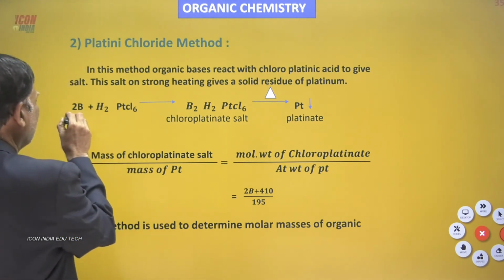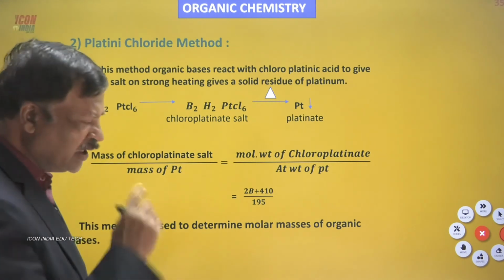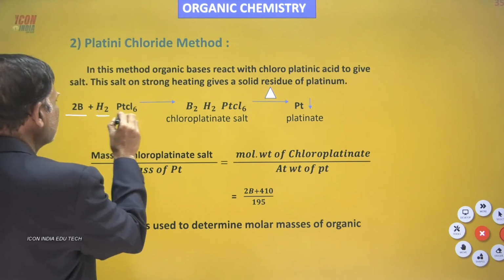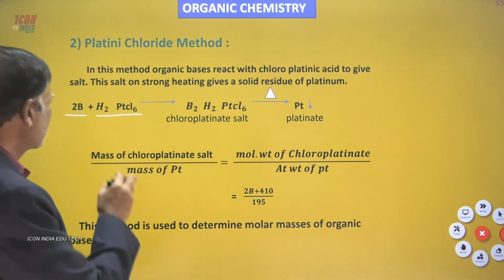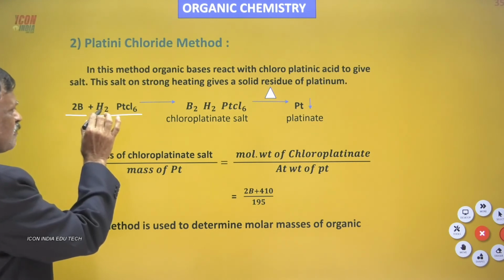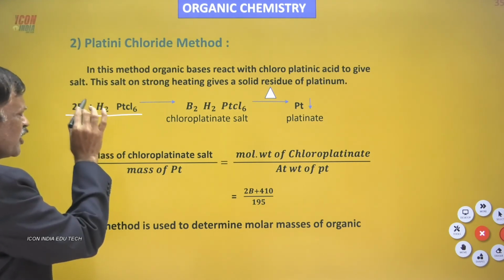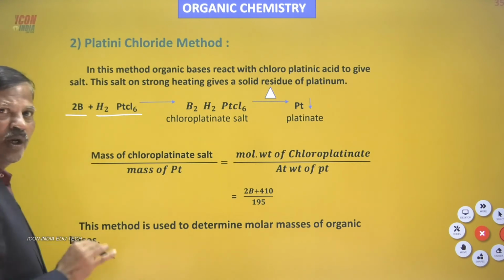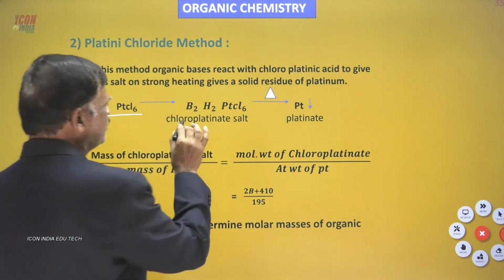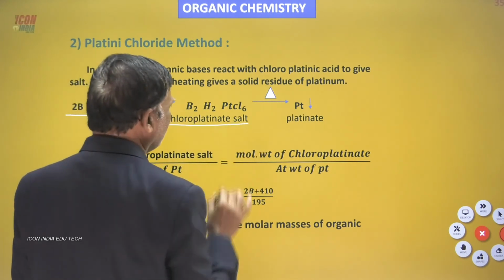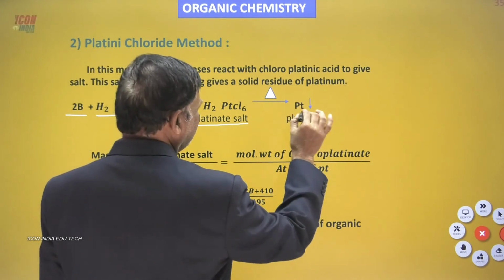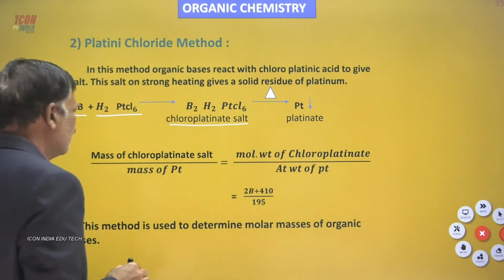So, this is our organic base, 2B, where B refers to base, plus H2PtCl6. Because chloroplatinic acid is a dibasic acid, it has 2 H plus ions. We are adding 2 equivalents of base. That's why you got chloroplatinate salt. This on strong heating leaves a residue of platinum.